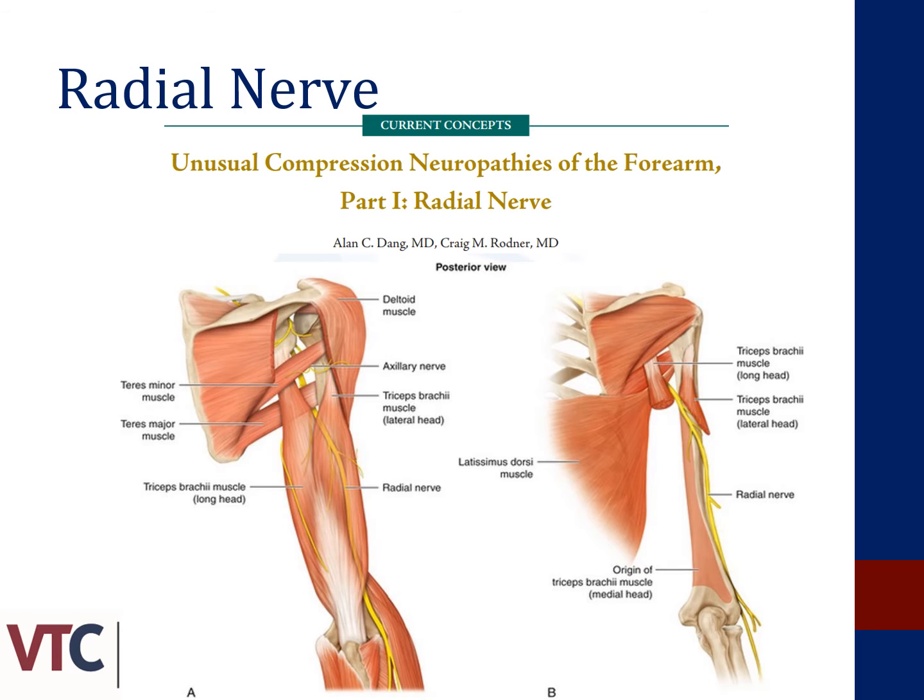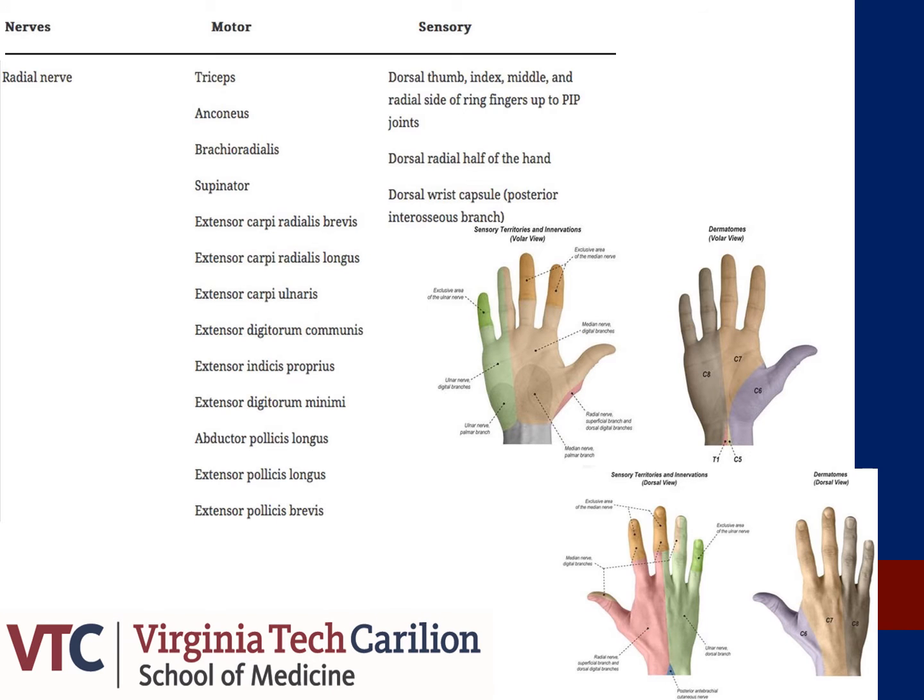It will then continue distally beneath the brachioradialis until approximately 9 centimeters proximal to the radial styloid, where the SRN becomes a subcutaneous structure traveling between the brachioradialis and the ECRL tendons. Similar to the start of each new section, this slide will demonstrate the motor and sensory innervation associated with the radial nerve.